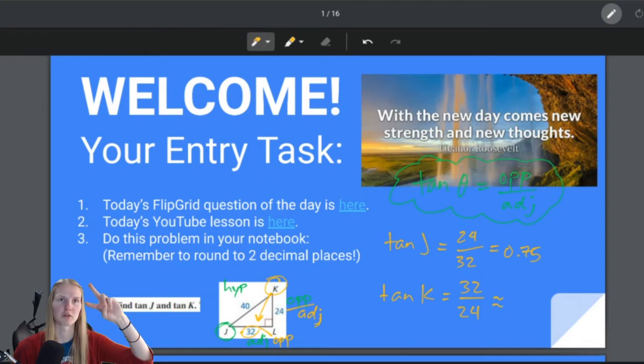And you can see just how the numerator and the denominator flipped. That will always happen if you're looking at the same triangle, but the other angle. They'll always just switch like that.